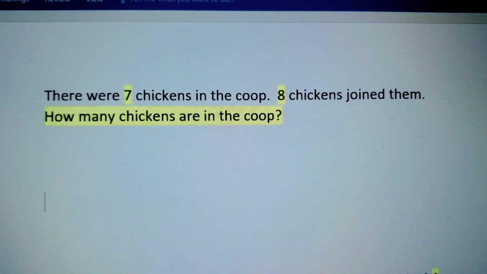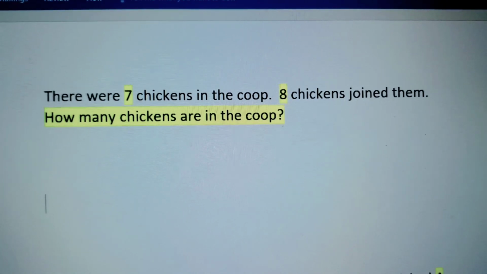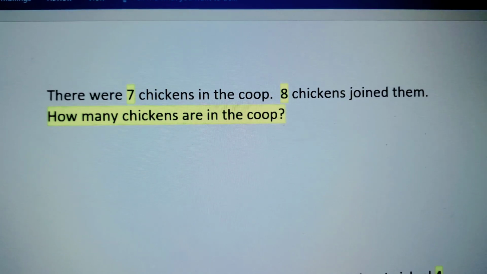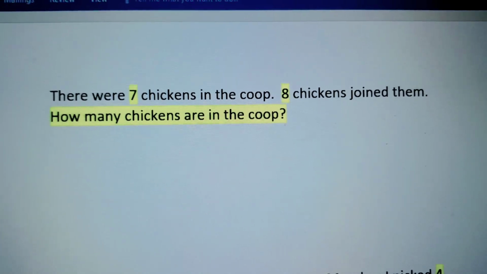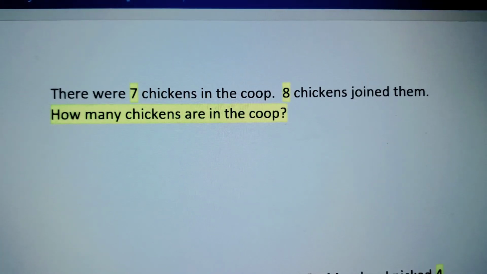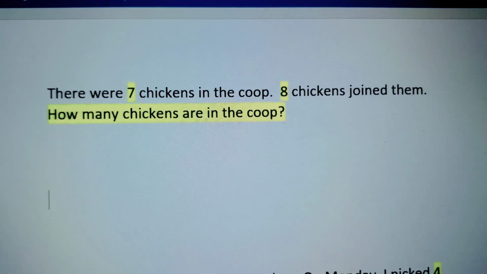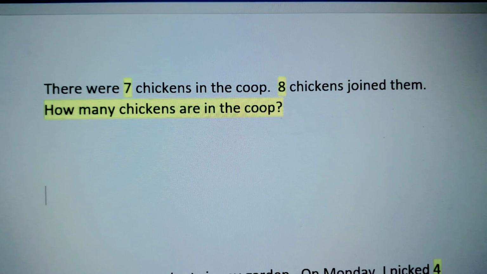Do you notice that some of these words and numbers are highlighted? That's because that's very important information. We're going to use those two numbers, and we're going to answer that question. And here's the word problem.